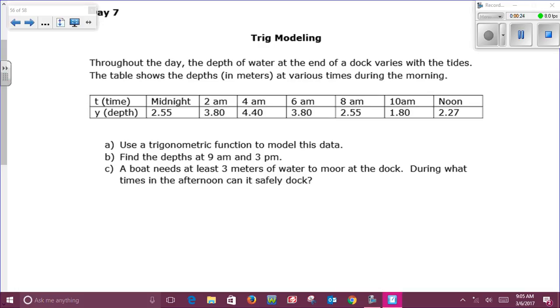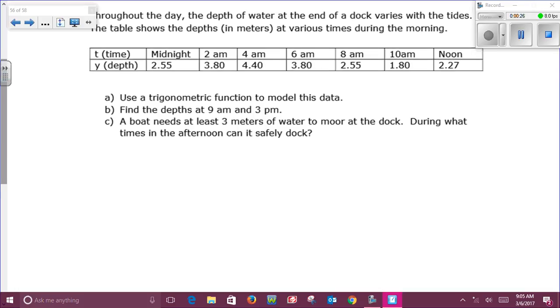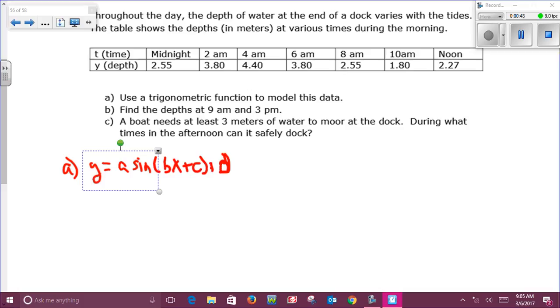Alrighty, so the very first thing we have to do is find an equation. So it would be y equals a sine b x plus c plus d.